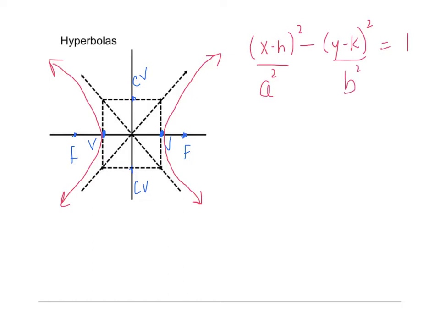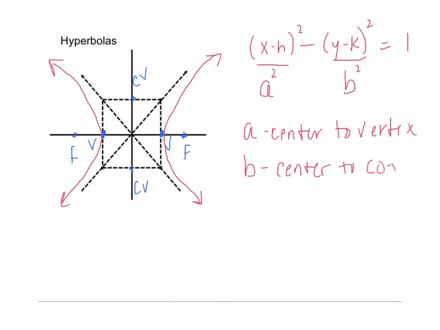A, once again, is the distance from the center to a vertex. And then b is from the center to a covertex, which is what we use to make the box. So this distance here is a, and this distance here is b. And you can see on this diagram, a is not bigger than b. In a hyperbola, the point that is the furthest away from the center is going to be the focus. So c squared is going to equal a squared plus b squared. In other words, c squared is going to be the largest.